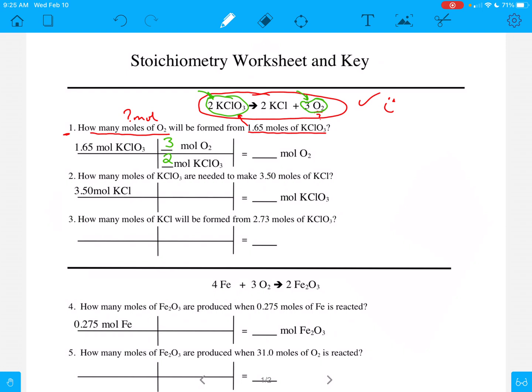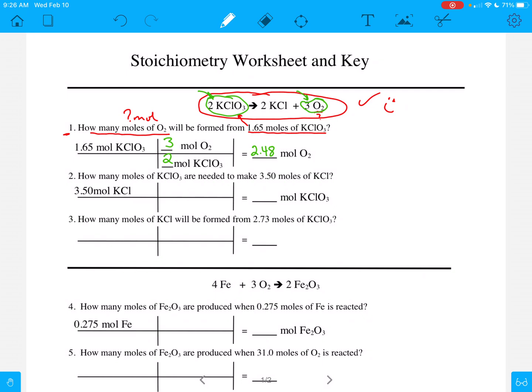If I pull up my calculator and solve it, I get 1.65 times 3, divided by 2, and that gives me 2.475. Can I use that many? Nope, I can only use 3 significant figures. So I'm going to say 2.48, because I have to take that 7 and 5 and round it up to 8.